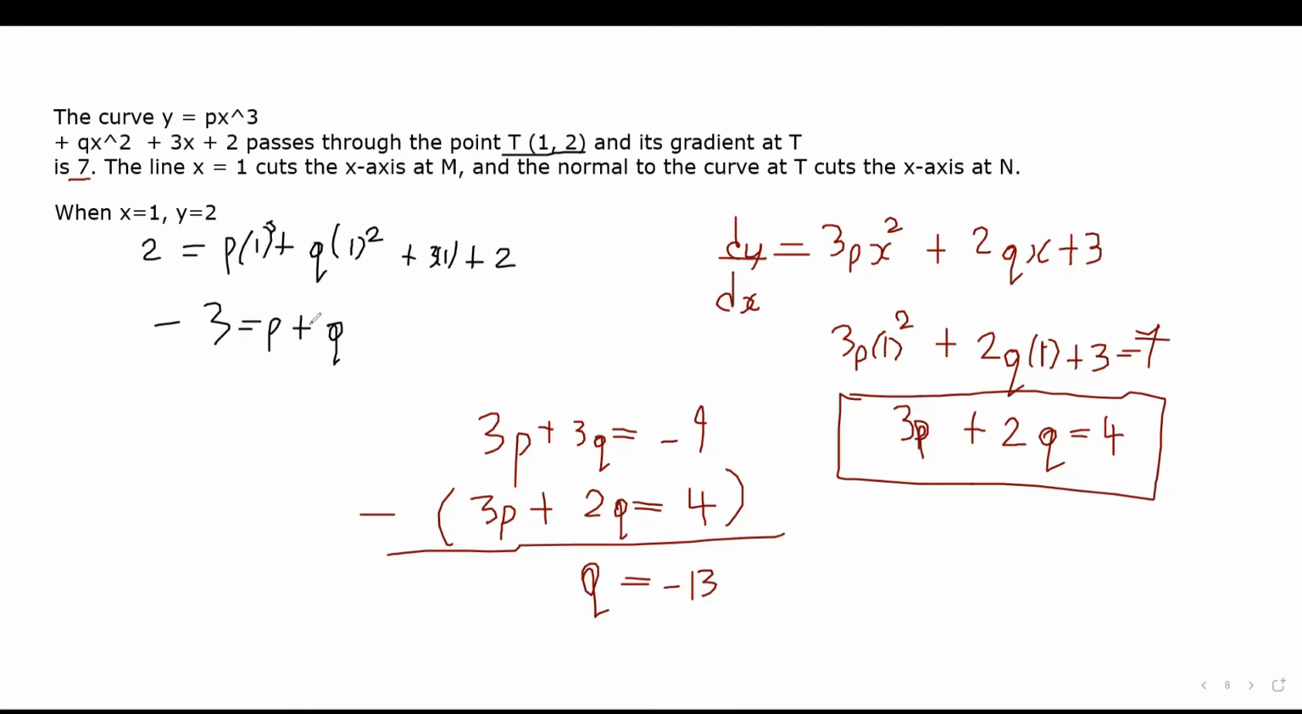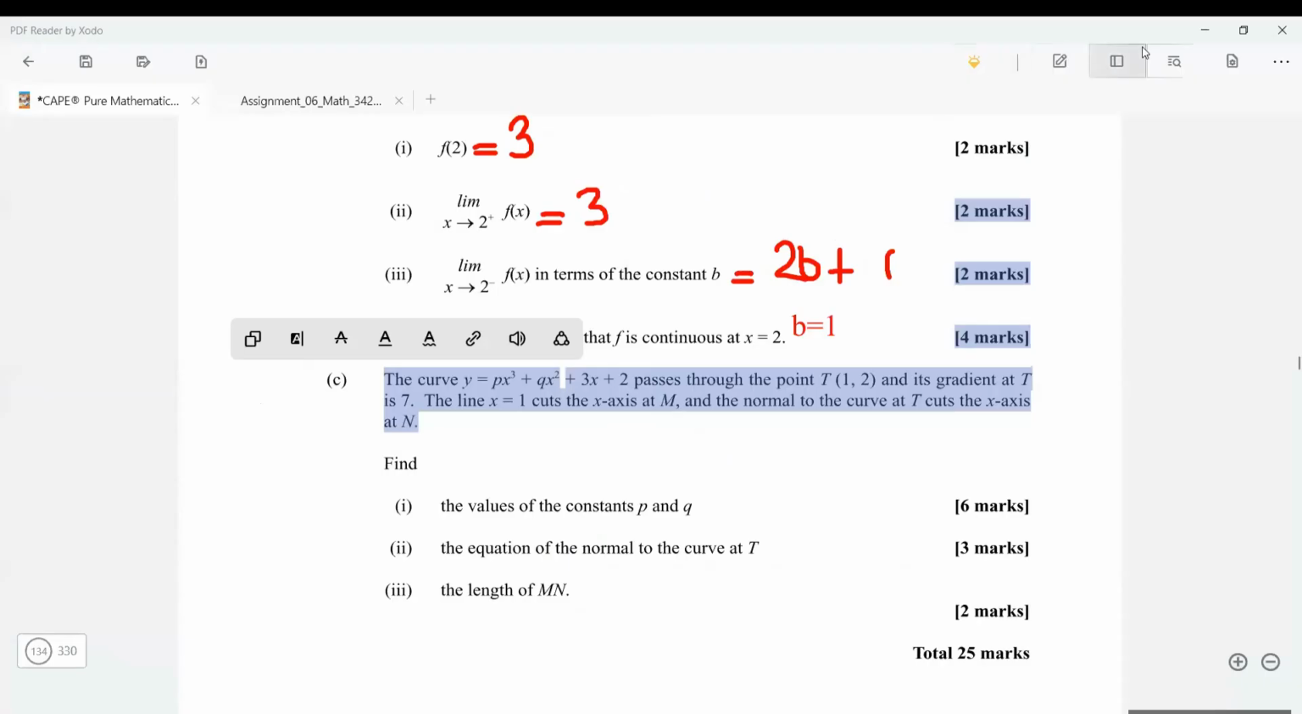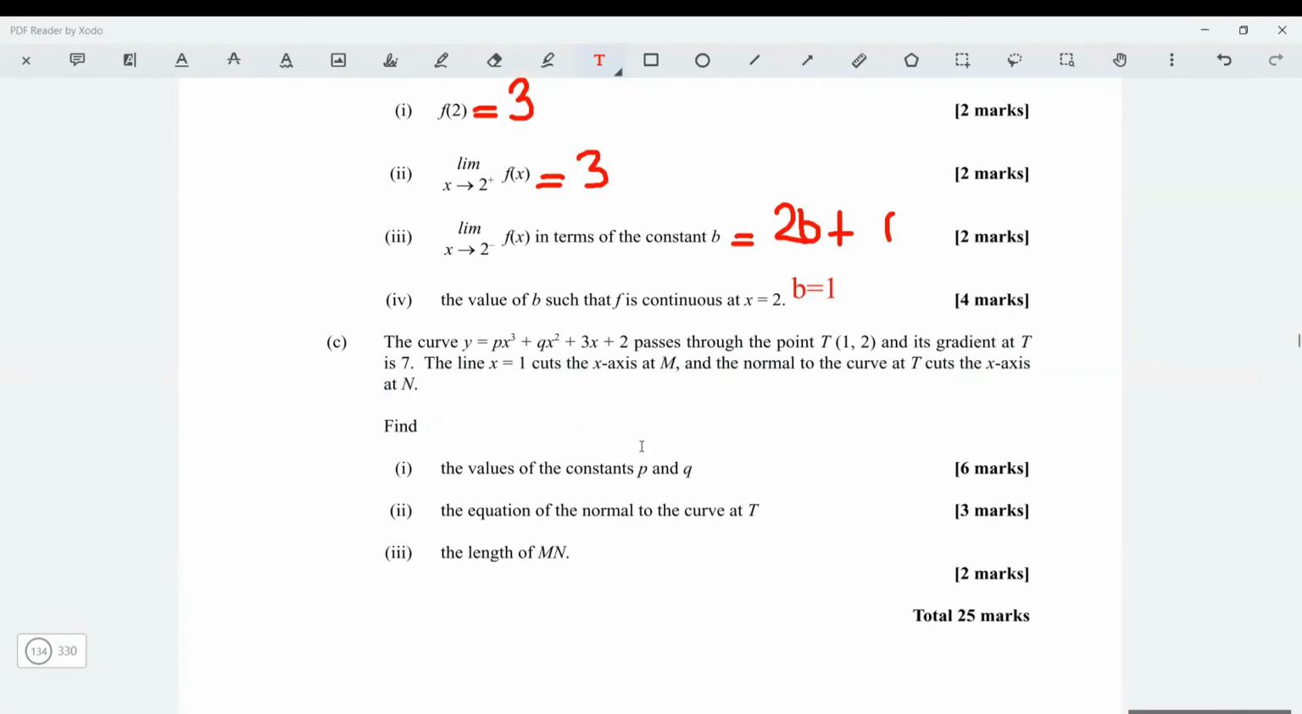Now once we get q, if q is -13, come back in this equation. Minus 3 is p minus 13. Bring over the 13 over here, and so p equals 13 minus 3, which is 10. So that's 10 and minus 13. That's just a simultaneous equation, and they give 6 marks for that. So p is equal to 10 and q is equal to -13. You cool with this?